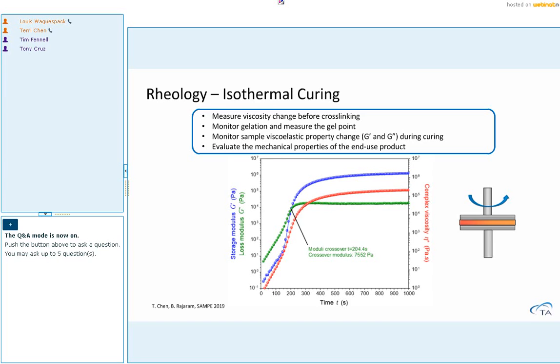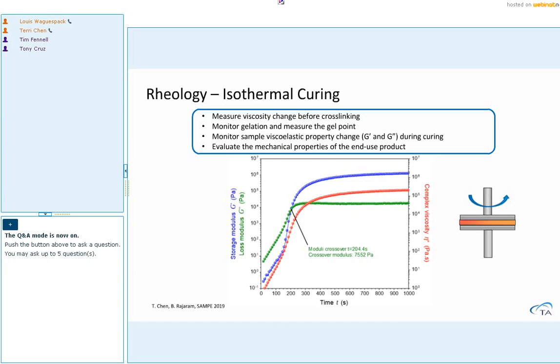During this reaction, both moduli and viscosity are increasing sharply as a function of time. At around 204 seconds, this sample undergoes a liquid to solid transition where G prime equals G double prime. Beyond this point, G prime starts to take over, becoming higher than G double prime, indicating the sample becomes more solid-like. After the sample is fully cured, both moduli and the complex viscosity reach a plateau.